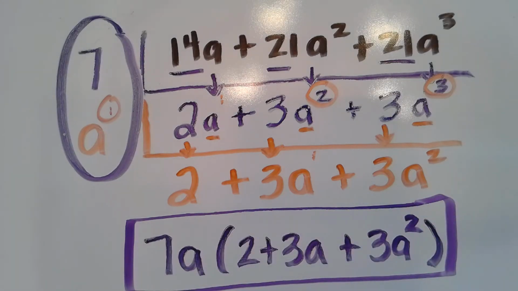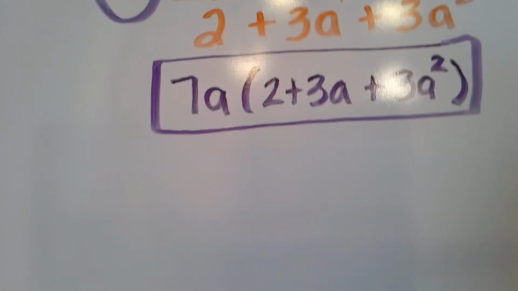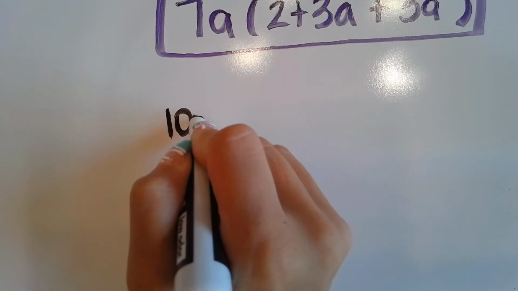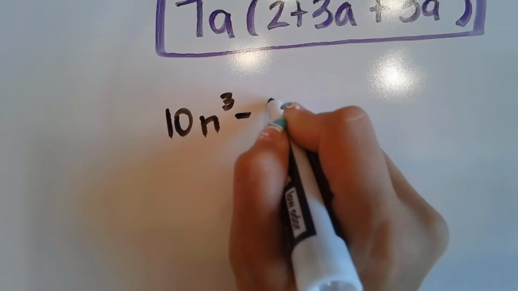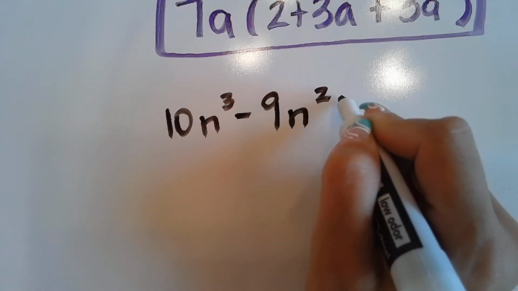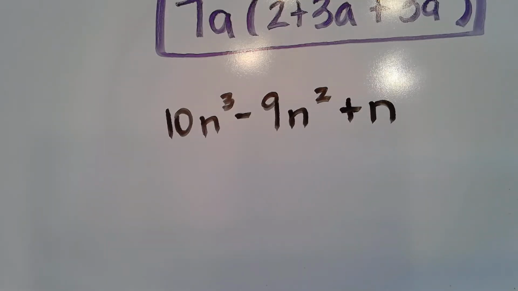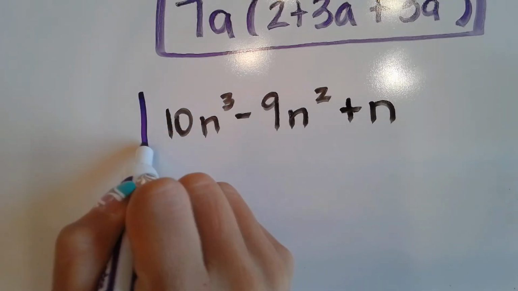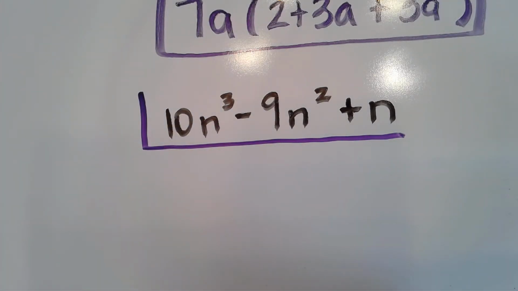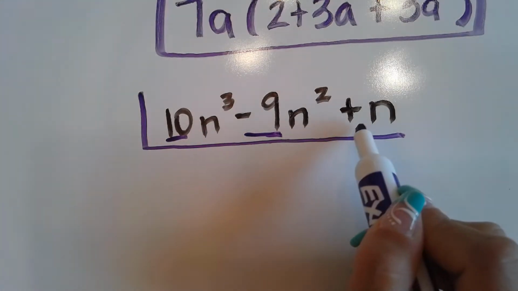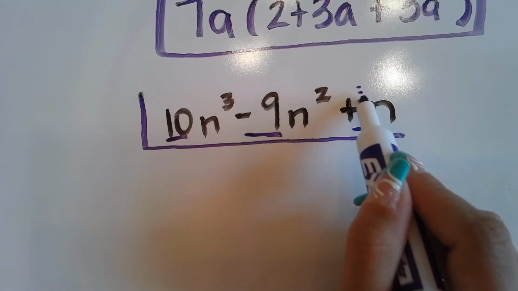So let's go ahead and look at another example. Let's write it here. We have 10n to the third minus 9n squared plus n. Okay, so we need to find our GCF. Let's draw our ladder. Let's look at our coefficients. We have 10, negative 9, and we have our imaginary 1 here.